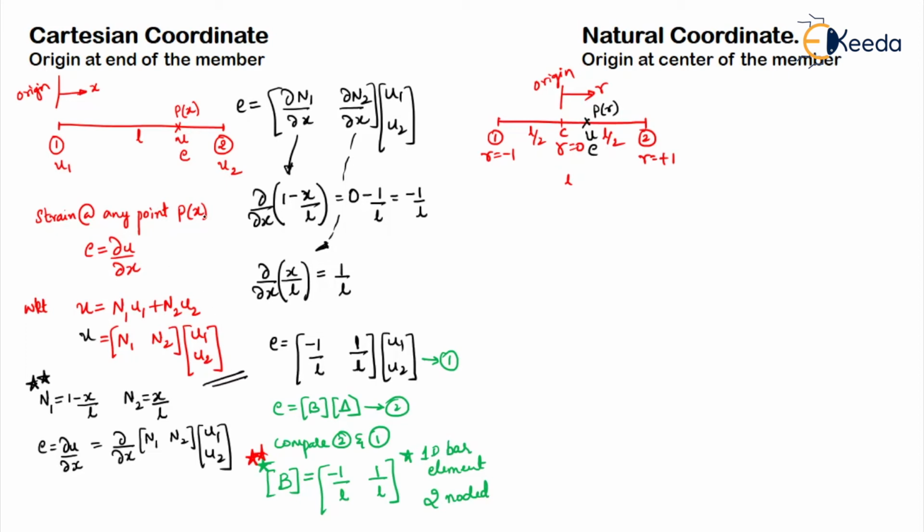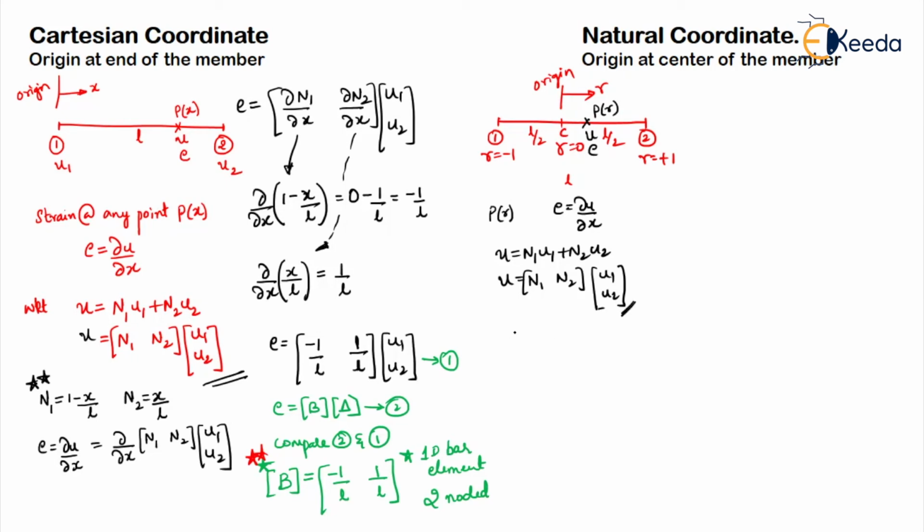So the strain at any point P of R will be E equal to dou U by dou X in this case. So we know what U is. U is N1 U1 plus N2 U2. If you want to write it in matrix form, it's N1 N2 times U1 U2. Okay. So this is how it works.